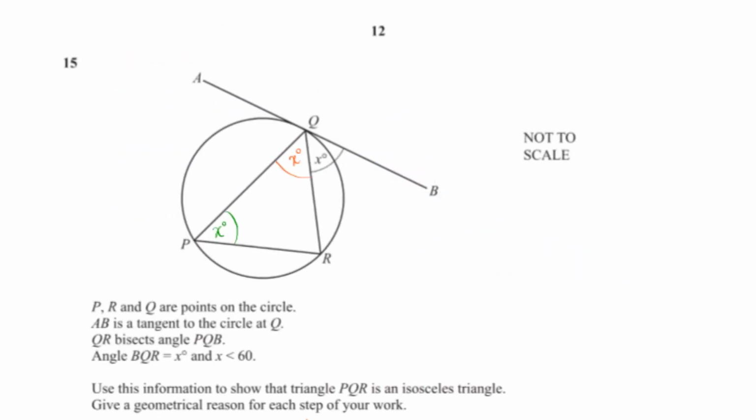P, R, and Q are points on the circle. AB is a tangent to the circle at Q. QR bisects angle PQB. Angle BQR equals x degrees and x is less than 60. Use this information to show that triangle PQR is an isosceles triangle. Give a geometrical reason for each step of your work.